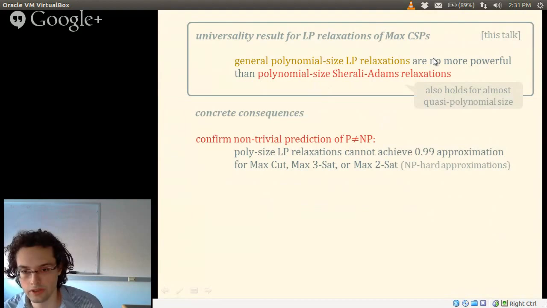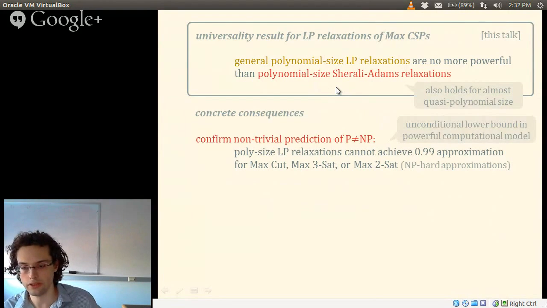And so in this way, for Sherali-Adams, we know that you need more than polynomial size relaxations to achieve these approximations. And now this result immediately implies that general LP relaxations also require super polynomial size to achieve these approximations. And so what this means is that these kinds of algorithms cannot prove that P is equal to NP; it's ruled out.